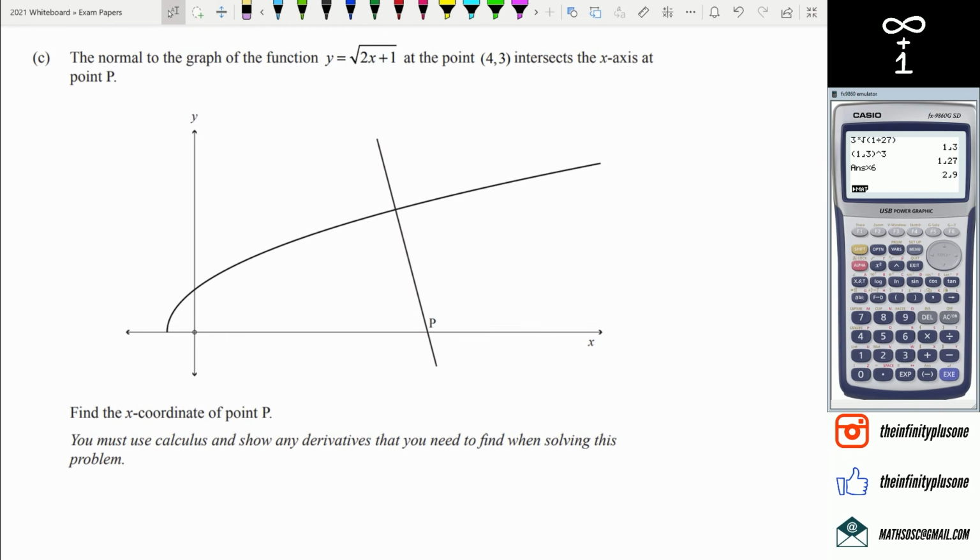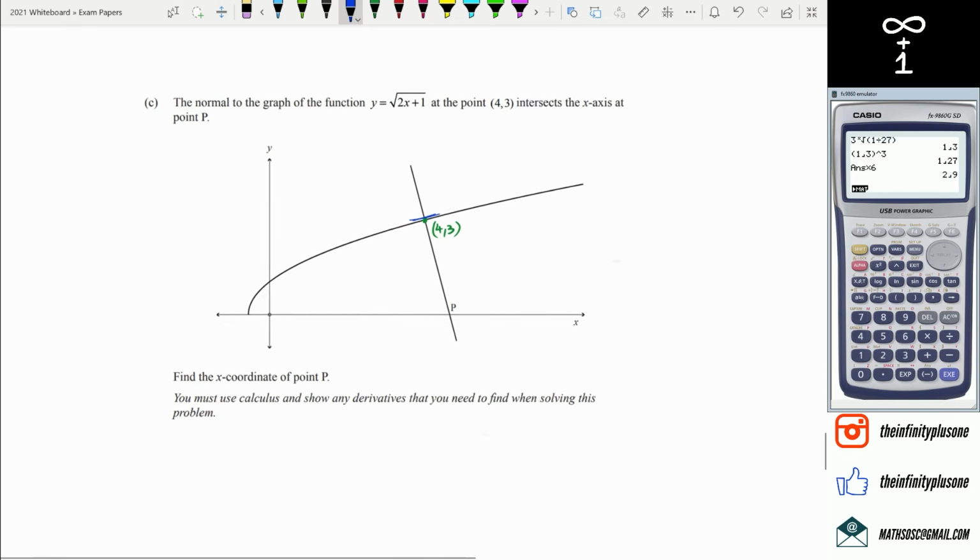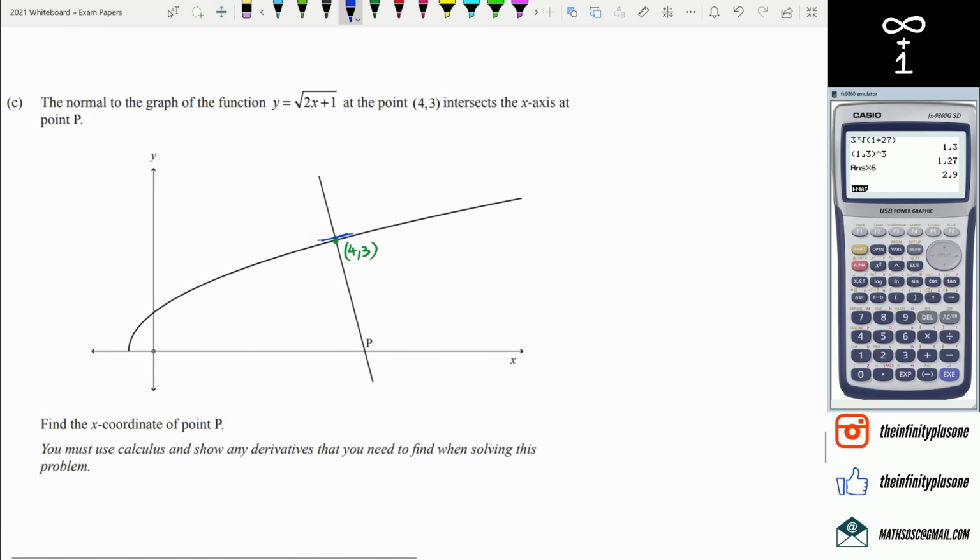Okay, so what we've got in this question is normal to the graph, blah, blah, blah, at 4, 3. So I'm assuming this point right there is 4, 3. It intersects the x-axis at point P, find the x-coordinate of P. So what we need to do is figure out what the gradient is in this case. Then we've got to figure out the normal, so negative 1 over the gradient, and then put it as an equation of a straight line, and we should be pretty much good to go.